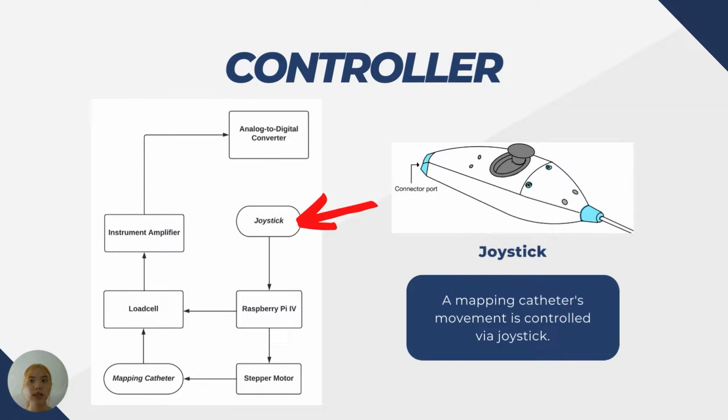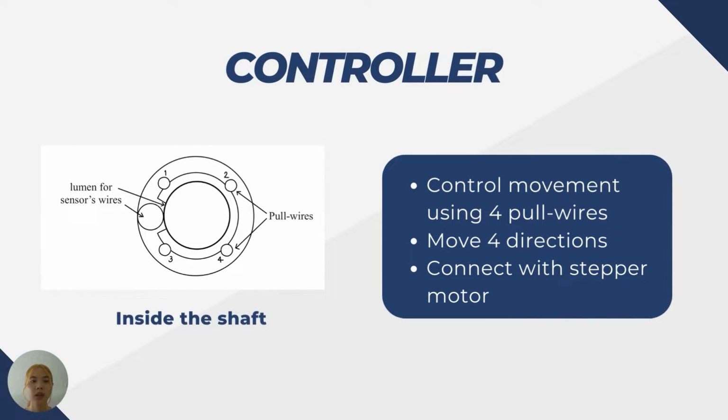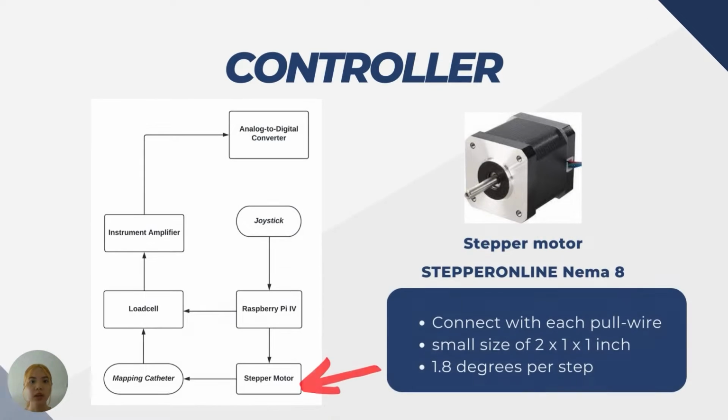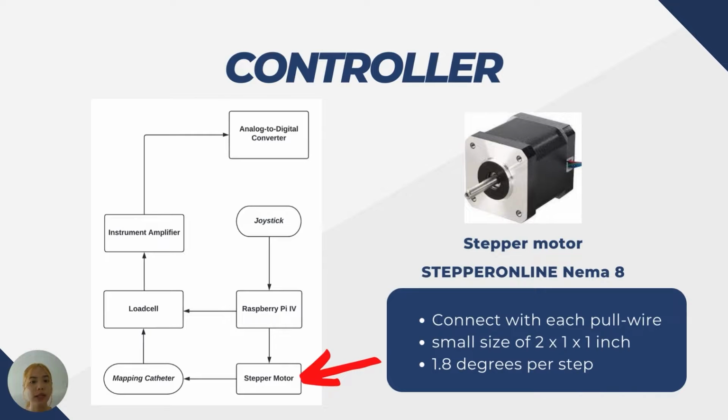Starting with a joystick, a physician can use this joystick to control the movement of the catheter. The catheter is able to move because of 4 pull wires within the shaft of the catheter. There are 4 pull wires, so the catheter can bend in 4 directions. Each pull wire is connected with a stepper motor here. Stepper driver L298N. The stepper motor creates tension within the pull wires, and the catheter will bend according to the side of the pull wires that are pulled.